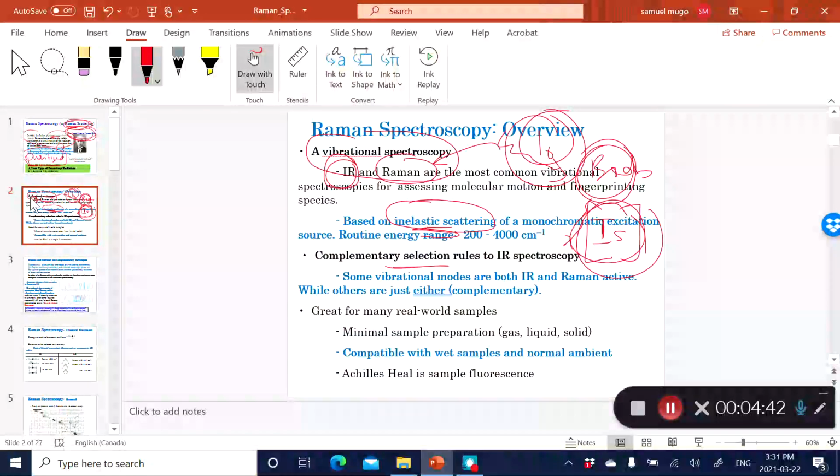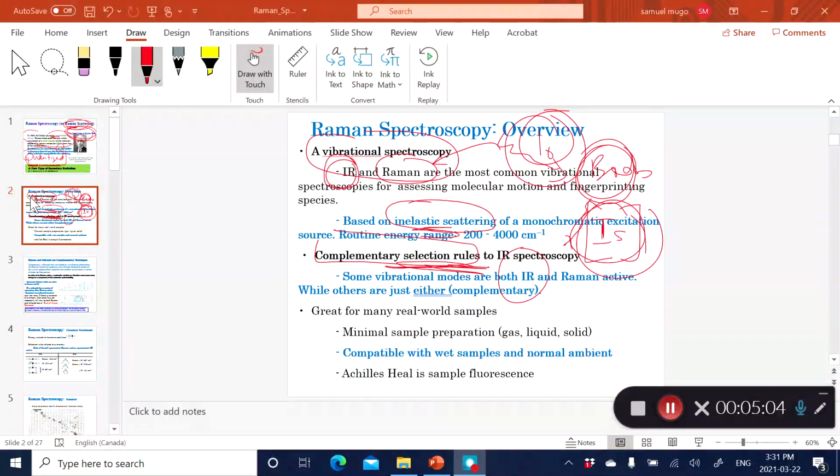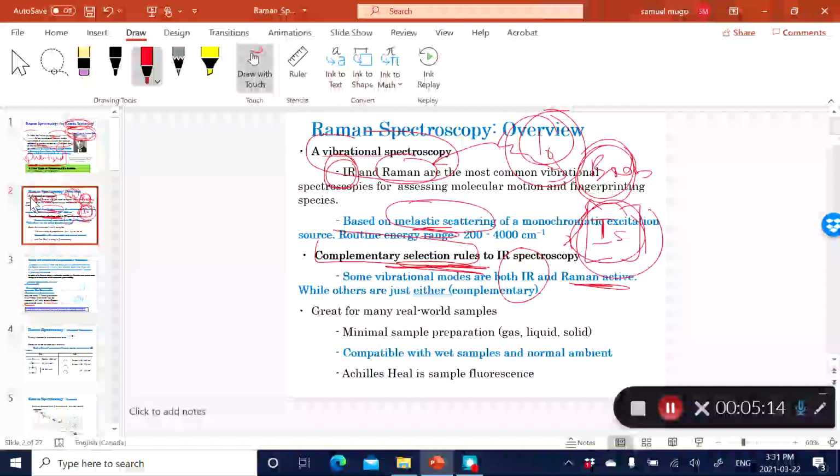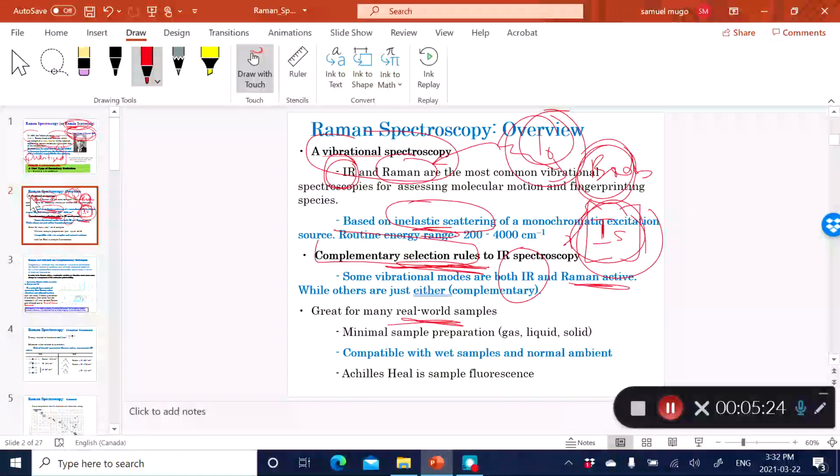Now, as I said, the IR and the Raman are both vibrational spectroscopic techniques, and they are fairly complementary in terms of IR active molecules or chemical entities in general would be Raman inactive, whereas Raman active chemical entities in general would be weakly IR active or even IR inactive, meaning the two techniques are fairly complementary. Now, Raman spectroscopy is ideal for real world analysis for a couple of reasons.